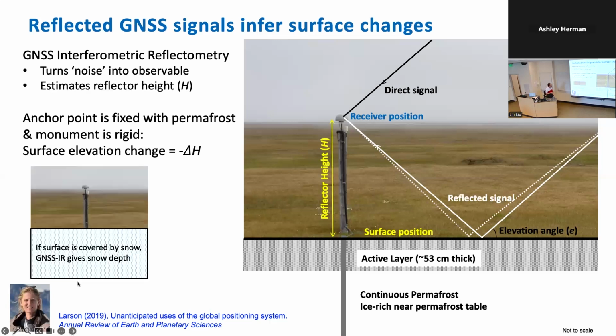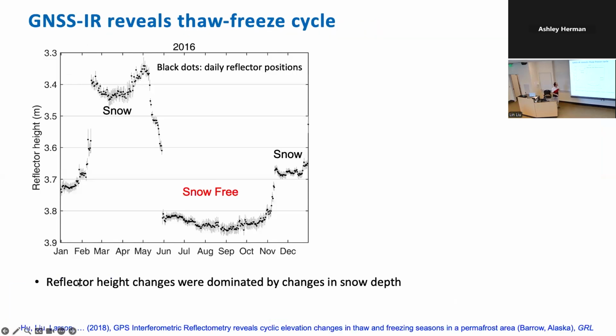And one more note is that if the surface is covered by snow, then the reflector height changes actually reflect the change of snow depth. I'm going to show you our results. This is that site. Each dot is showing you the reflector height, how it changed up and down, from January 1st to December 31st in one particular year. So you have these measurements every day, actually.